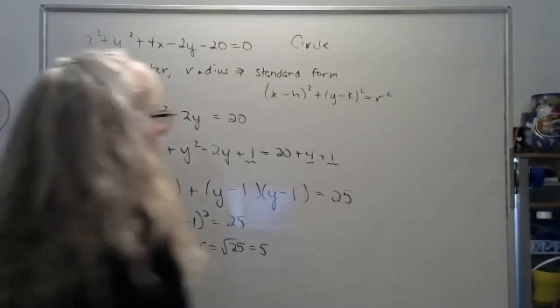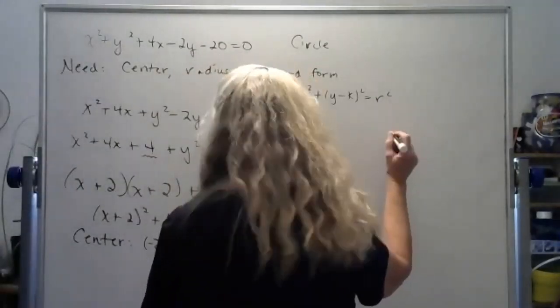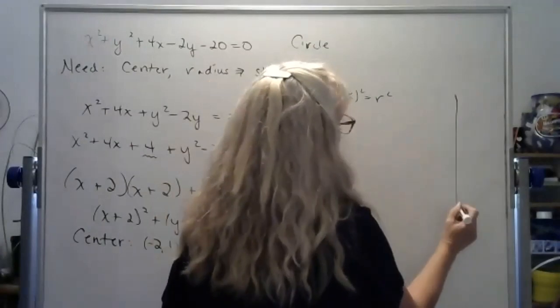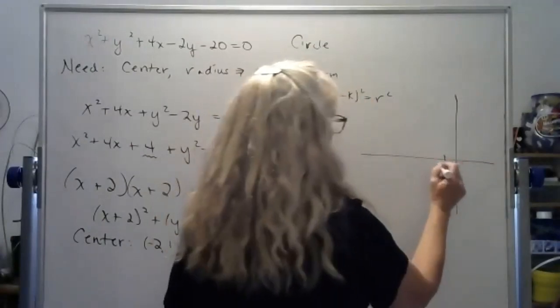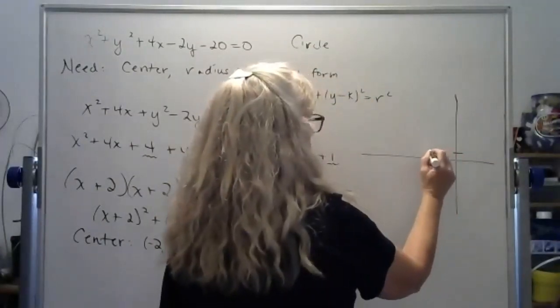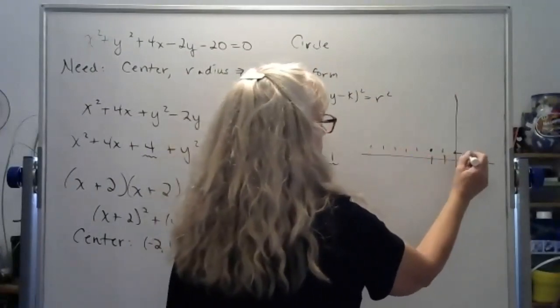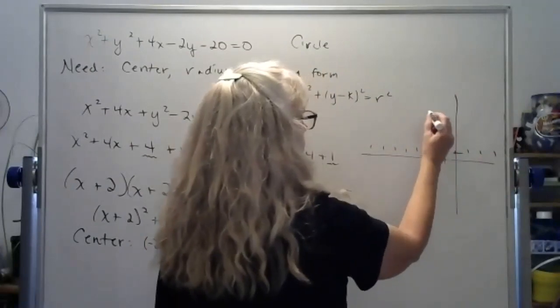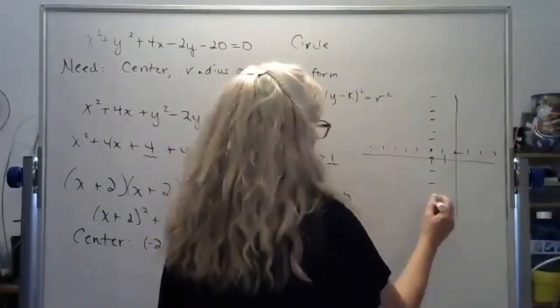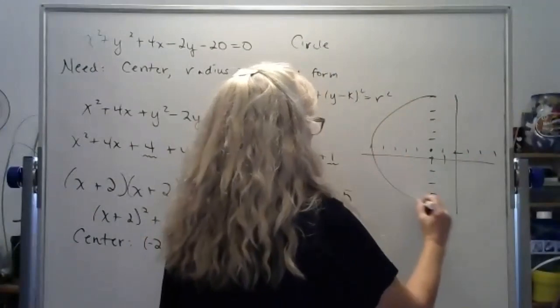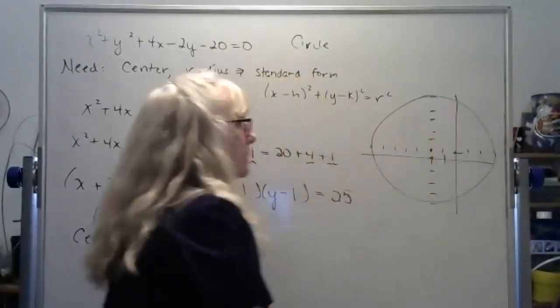Okay, that's all I needed. That's a pretty big circle. I don't think I'm going to get it on my board. We're at negative 2, positive 1, so we're right there. And then we'll go out 5: 1, 2, 3, 4, 5 in each direction. So it looks something like that.